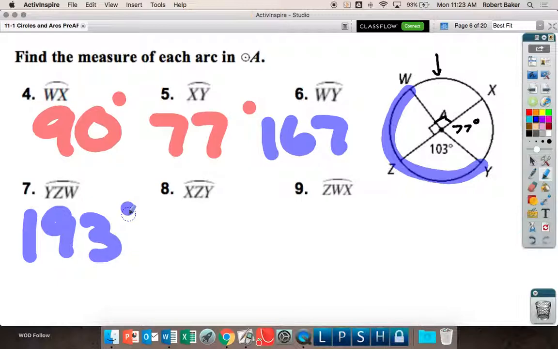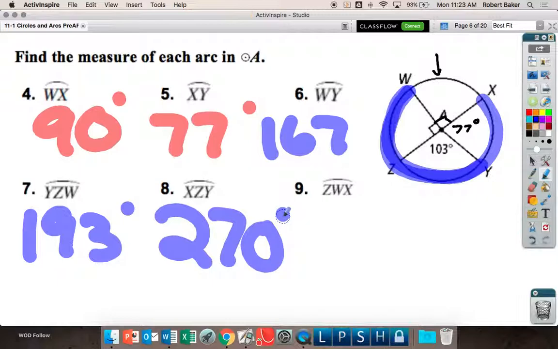X, Z, W. 180. 270. Yeah, you got there a lot faster than everybody else. 360 minus 90 is 270. Remember that unit circle?